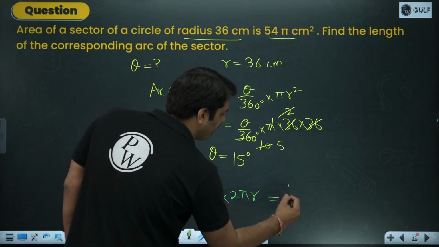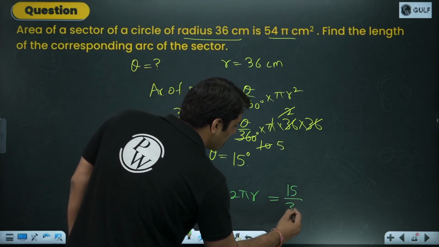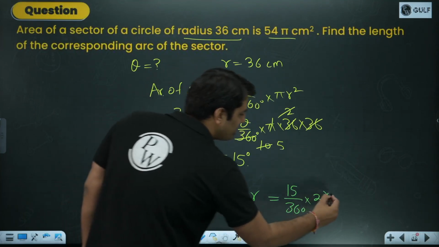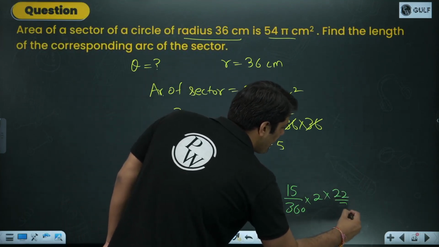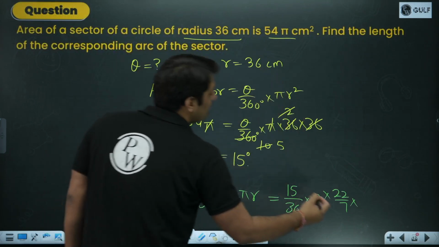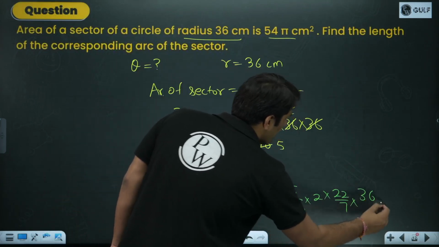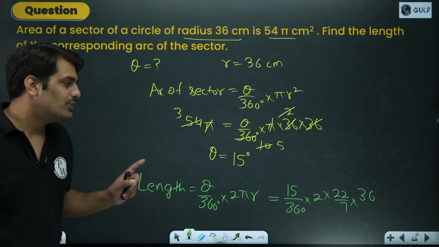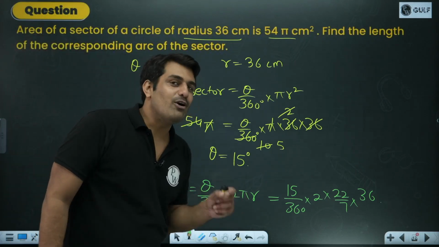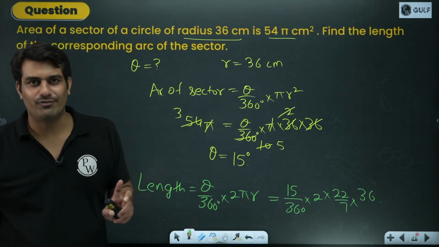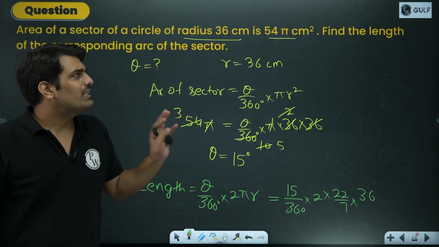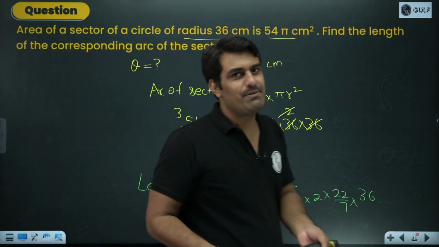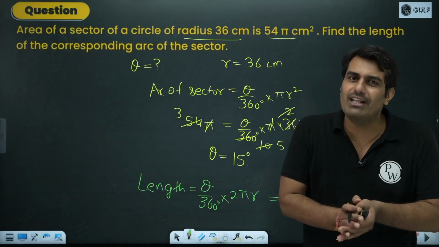We'll be having 15 by 360 degree multiplied by 2 into pi, that is 22 by 7, into r, which have been given to us as 36. So into 36, not 36 into 36. That's not required from your end. So 2 pi r is what you have to be cautious about when we are dealing with the length of the sector over here. So this is another type of question which can be asked, and the one simple case would always be when theta and radius is given, you have to just put the values and calculate.